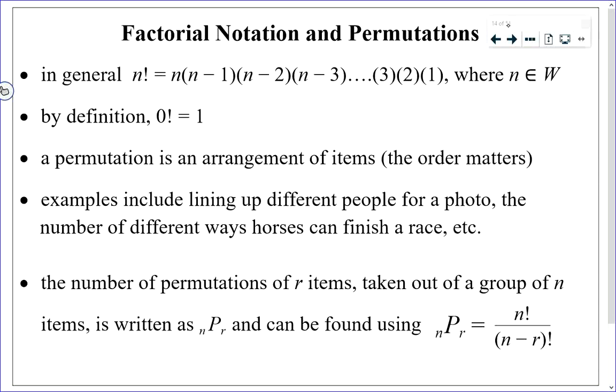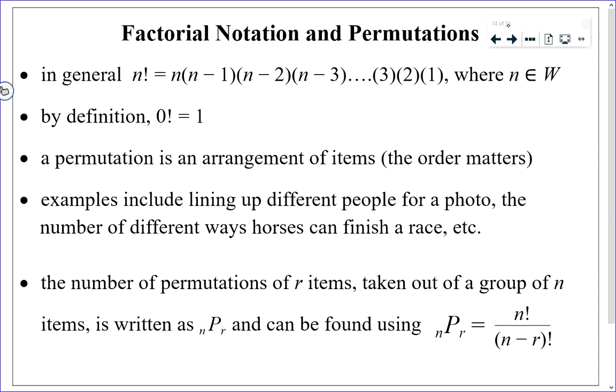It would be written as 20P3. And that means, according to the formula at the bottom of the screen, you can answer that question by taking 20 factorial divided by (20 minus 3) factorial. So you would end up with 20 factorial over 17 factorial. And there are certainly other ways to get that.